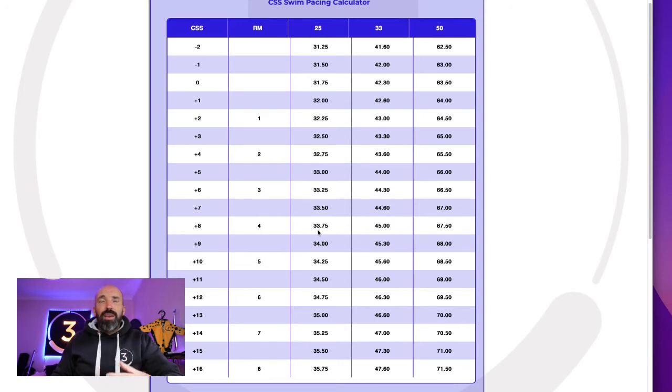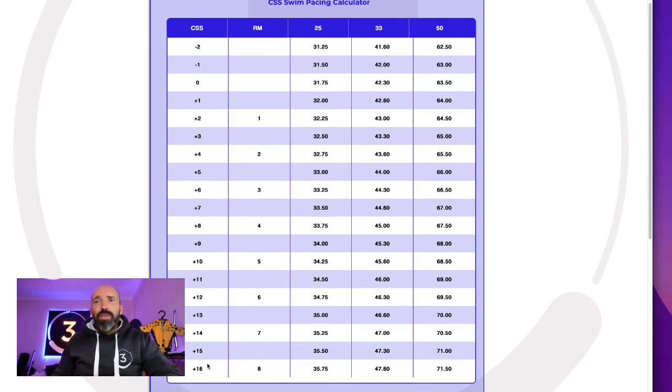If you have a look at the column on the left hand side, you have the CSS column at the top there, and as you can see, it starts at -2 in case sometimes the training sessions will go into the minus numbers, and then it goes all the way back up to +16.